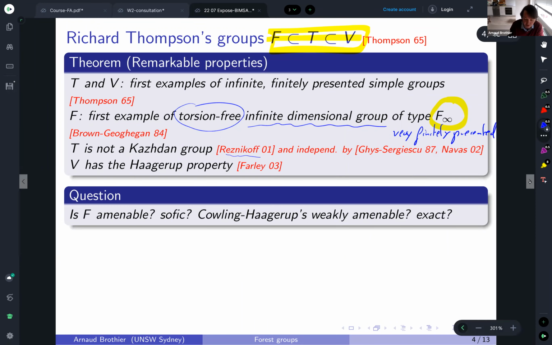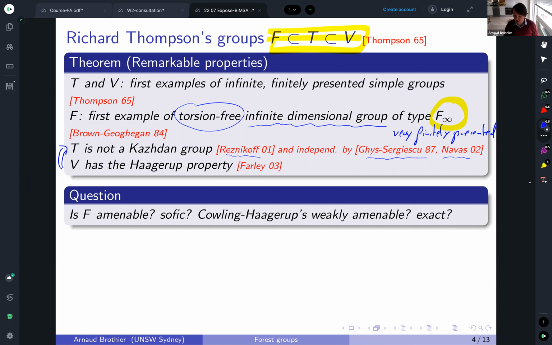There is a proof of Reznikov, and around the same time, using a beautiful statement of Sergiescu, Navas was able actually to prove the same thing. So if you patch together these two results, you obtain that. And better, Farley proved in 2003, so shortly after, that actually all these groups have the Haagerup property. So you probably know that, but if you have the Haagerup property, you cannot be Kazhdan. Okay, so Farley's result implies the result from before and gives you something stronger.